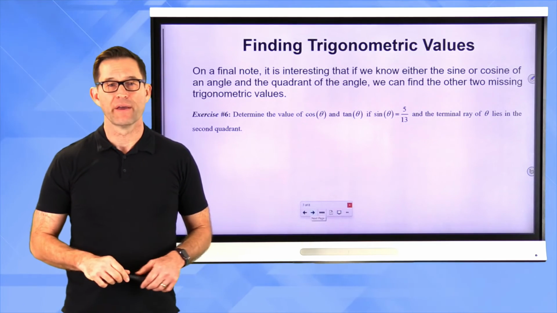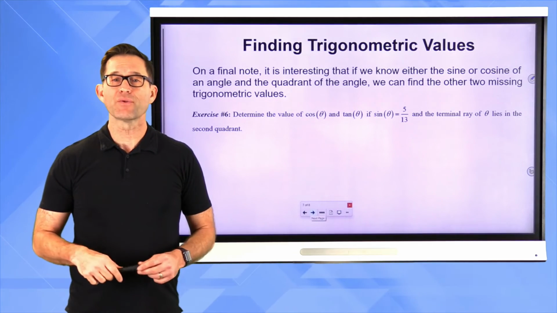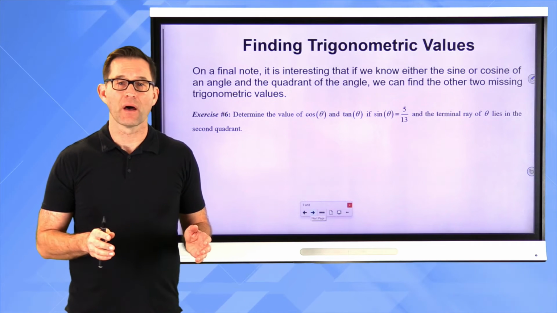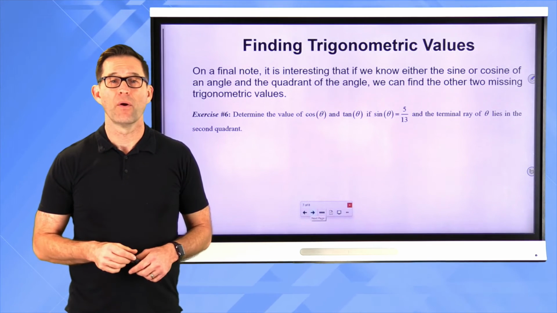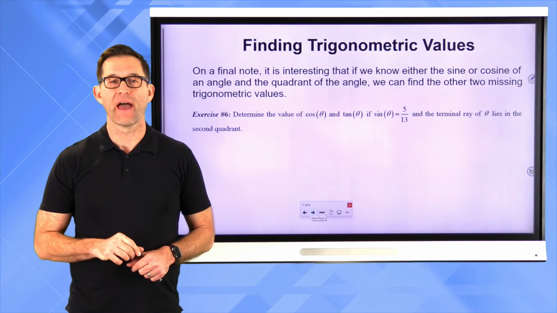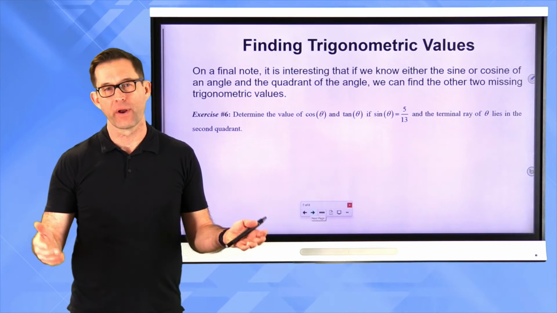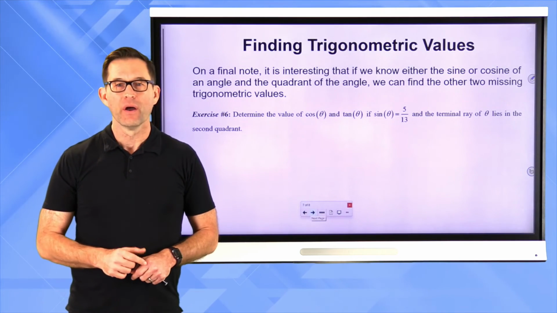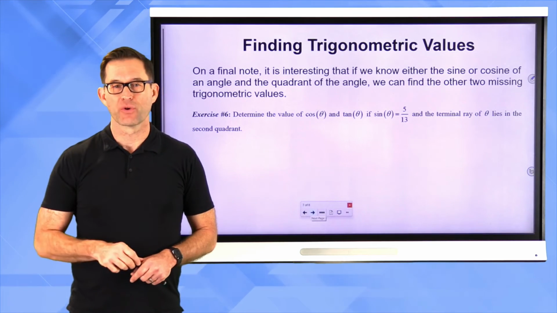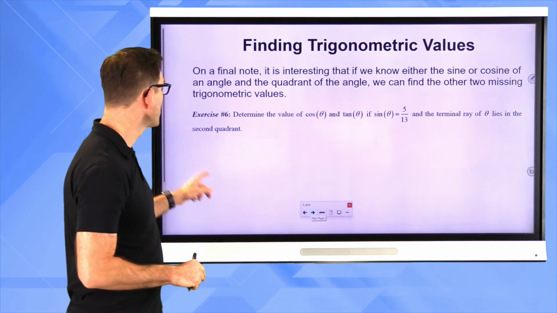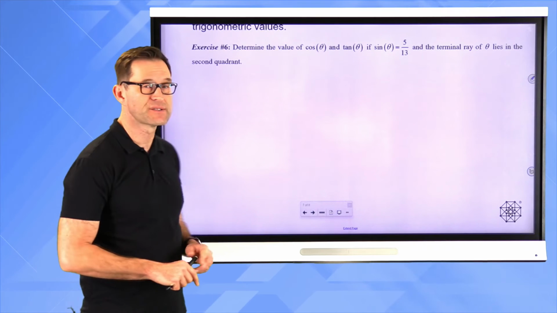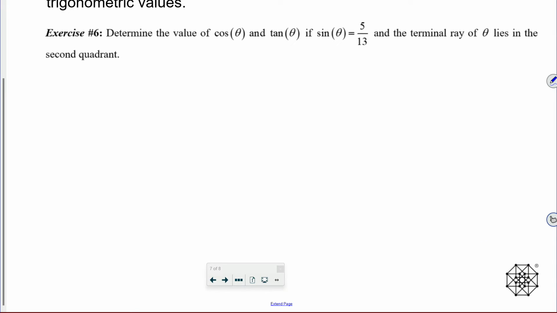Finding trigonometric values. On a final note, it's interesting that if we know either the sine or cosine of an angle and the quadrant of the angle, or better yet, the quadrant that the terminal ray of the angle lies in, we can find the other 2 missing trigonometric values. So let's take a look at that process in exercise number 6. Determine the value of cosine theta and tan theta if sine theta equals 5/13 and the terminal ray of theta lies in the second quadrant.